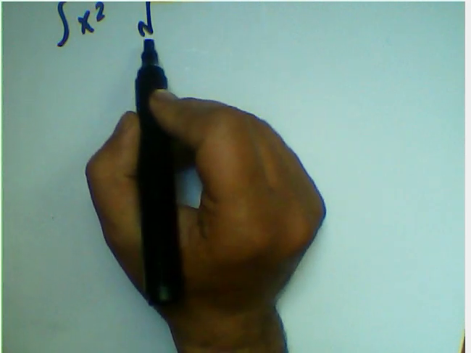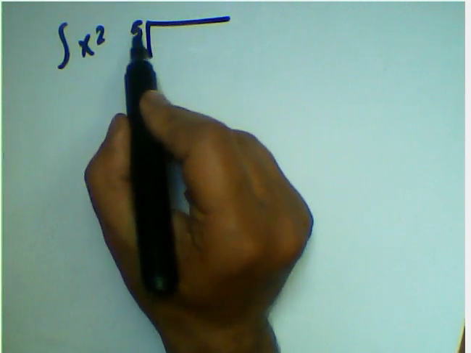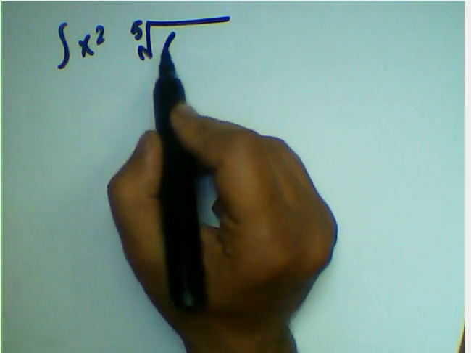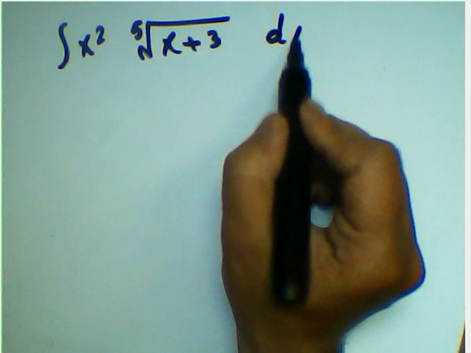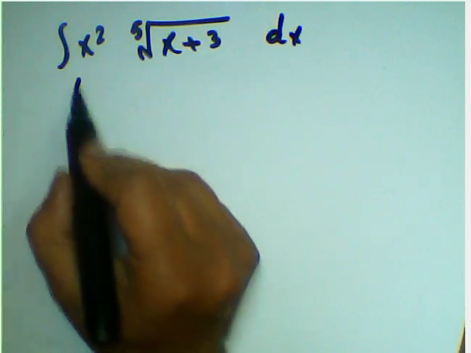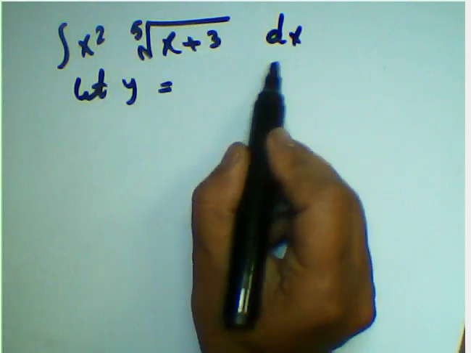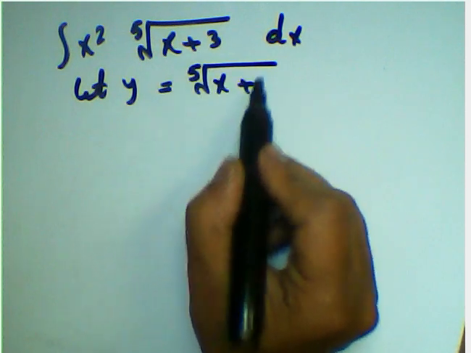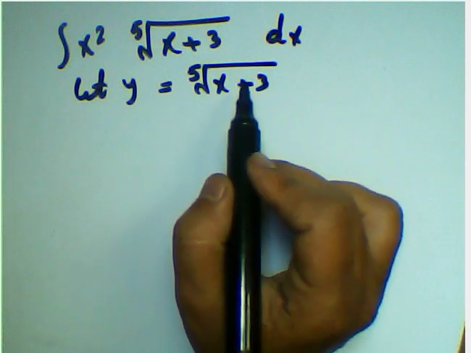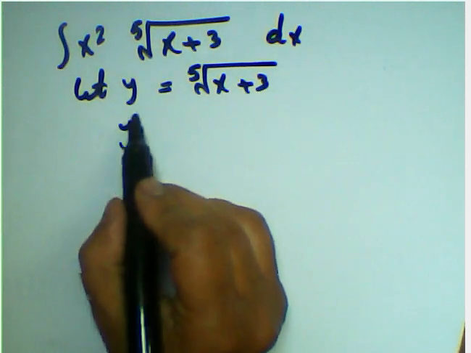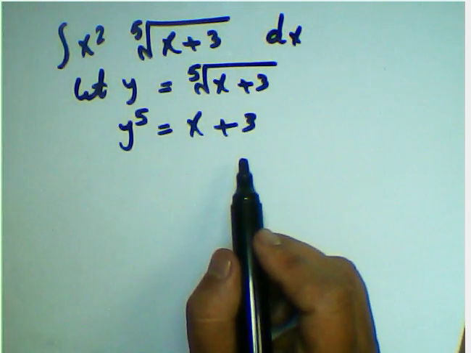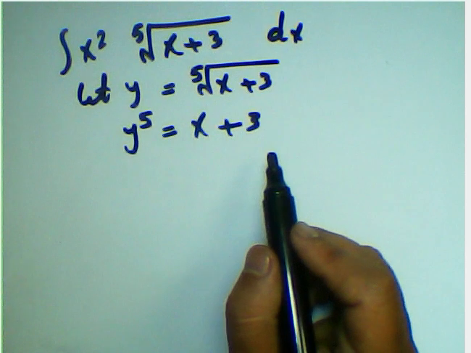Integration of x power 2 multiplied by the fifth root of x plus 3 dx. Let y be the fifth root of x plus 3, then y power 5 will be x plus 3, by moving the power 5 to the other side.